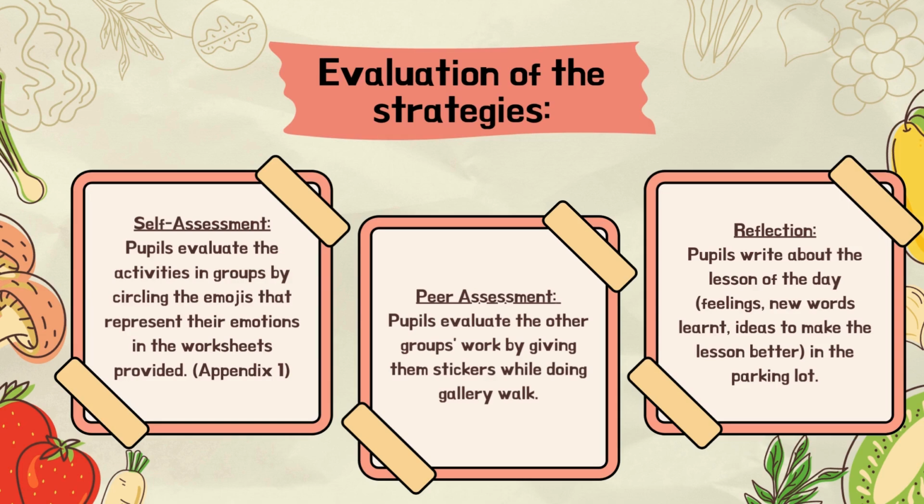Next, peer assessment. Pupils evaluate the other group's work by giving them stickers while doing a gallery walk. Groups who receive the most stickers will be announced at the end of the lesson. And lastly, pupils will also do self-reflection by writing about the lesson of the day. This includes their feelings, the new words of the day, and ideas to make the lesson better in the parking lot provided in the classroom.